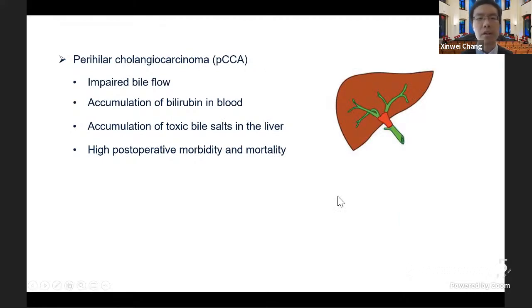Perihilar cholangiocarcinoma is another liver tumor type. The main feature of this tumor is the impaired bile flow because of the tumor mass in the bile duct. This can lead to the accumulation of bilirubin in blood and accumulation of toxic bile salt in the liver. And this can lead to high postoperative morbidity and mortality.